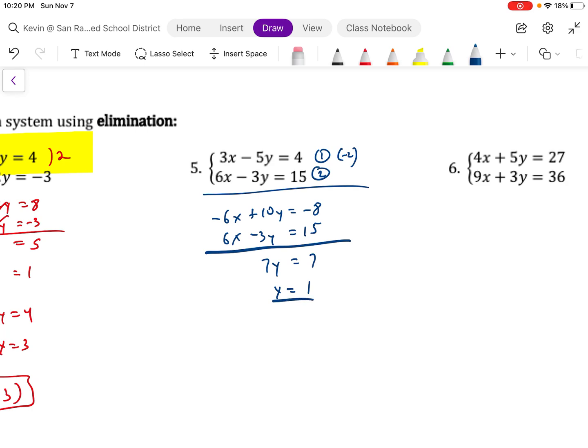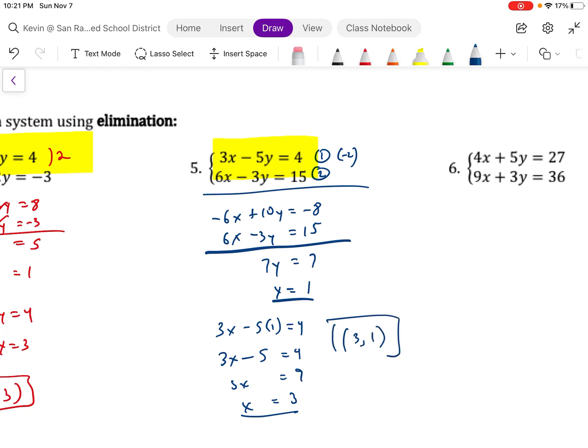And now I just need to find my x value. So I, again, use one of the equations up here. Doesn't matter which one. I'm going to go 3x minus 5 times 1 equals 4. 3x minus 5 equals 4. 3x equals 9. X equals 3. Therefore, my solution here is the point (3, 1).